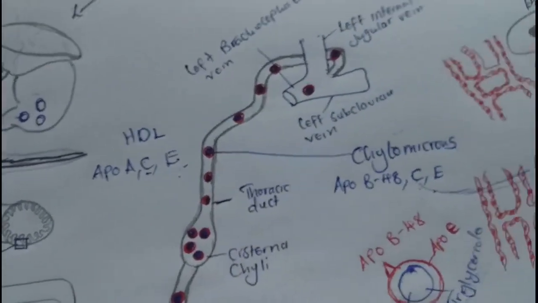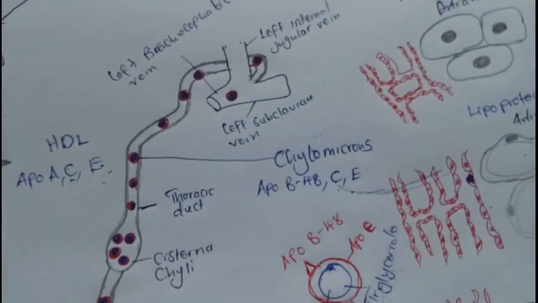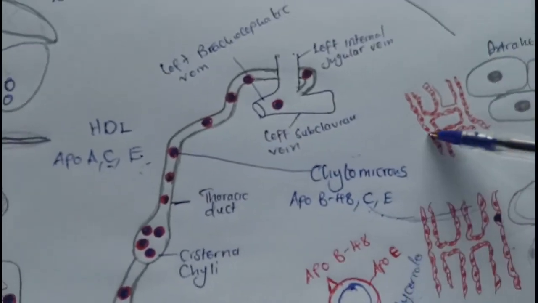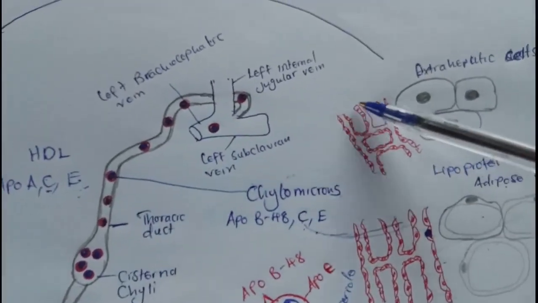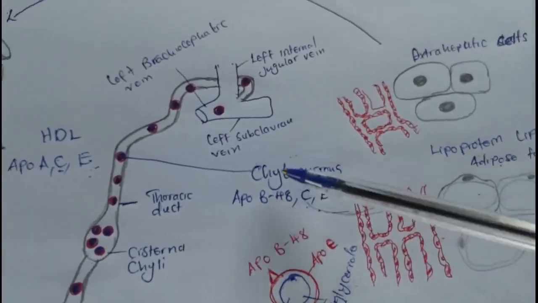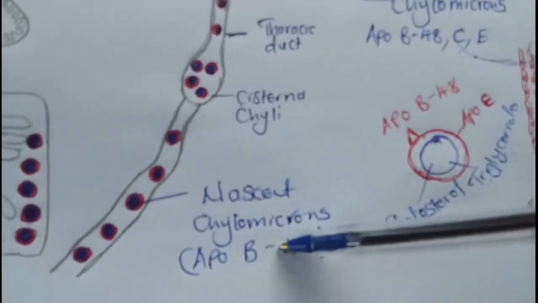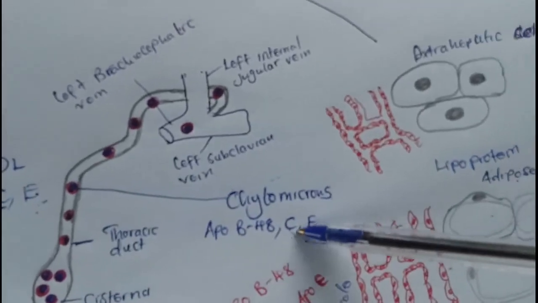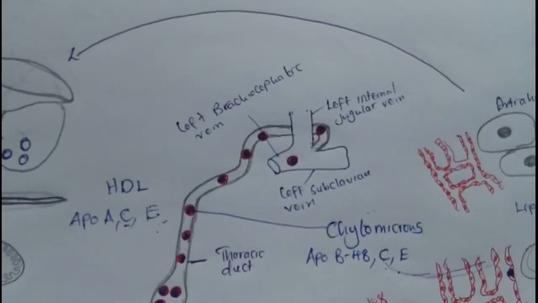Cool. So what's next? When it has been deposited into the bloodstream, it will be transferred to the what? Into the capillary bed of the tissues. And when it has been transferred to the capillary bed of the tissues, remember now we have a mature chylomicron which contains ApoB48, which we had, and then it also contains ApoC and ApoE, which have been added by the what? By the HDL.